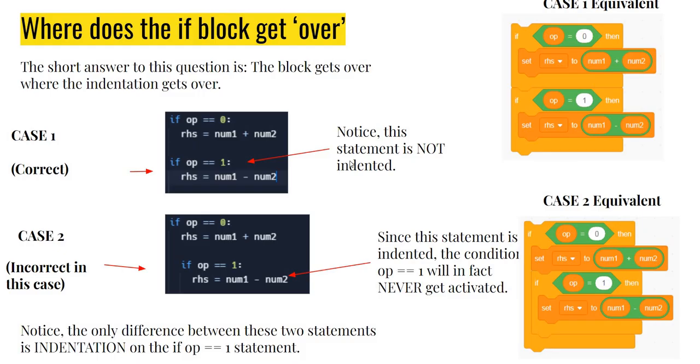Again, Scratch does a beautiful job to illustrate this whole point. Let's say we write the code the way I have done, which is the correct case. If OP is equal to 0, then do this. If OP is equal to 1, then do this. That code in equivalent Scratch would be if OP equals 0, then num1 plus num2. If OP is equal to 1, then num1 minus num2.